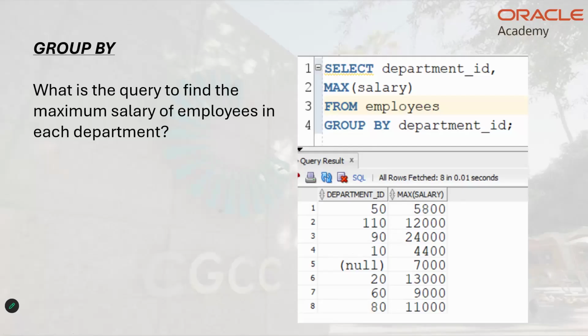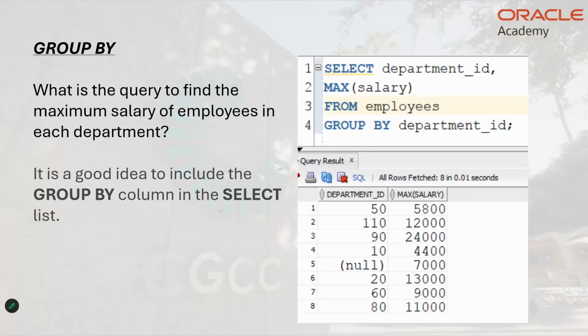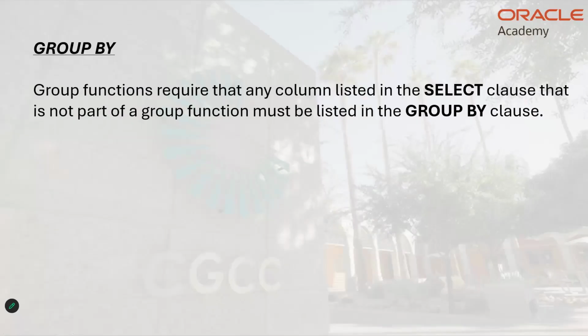The group by function has some nuances associated with it. The group functions require that any column listed in the select clause, and this is a crazy rule with SQL that can drive you nuts, so any column listed in the select clause that is not a part of a group function must be listed in the group by clause.